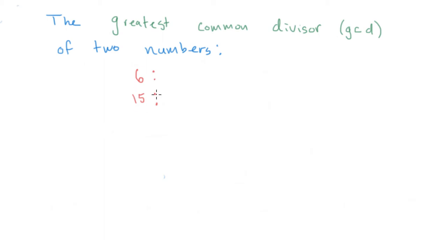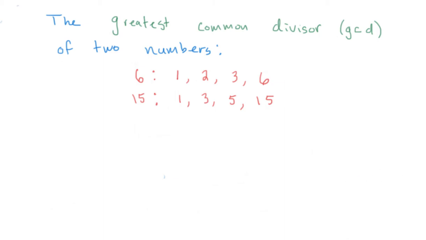So what are the divisors of 6? Well, we know 1 is a divisor of 6. And then 2 is a divisor of 6 because 2 times 3 is 6. 3 is a divisor of 6 because 3 times 2 is 6. And then, of course, the number itself is always a divisor. So 1, 2, 3, and 6 are the divisors of 6. For 15, let me write them down, and I'll leave it up to you to verify that these are indeed the divisors of 15.